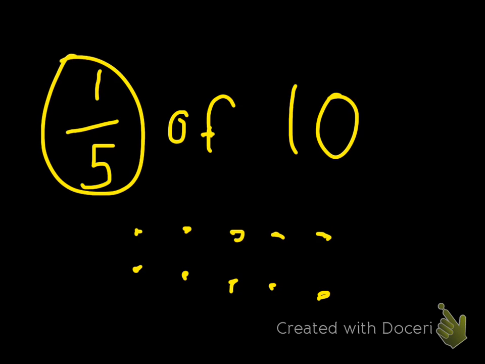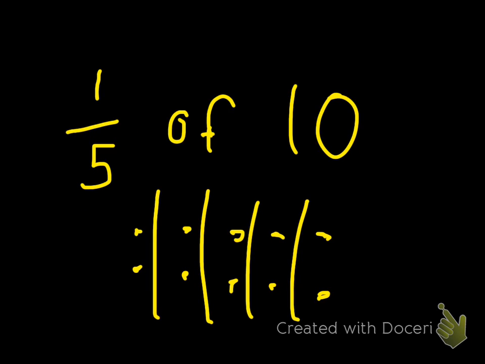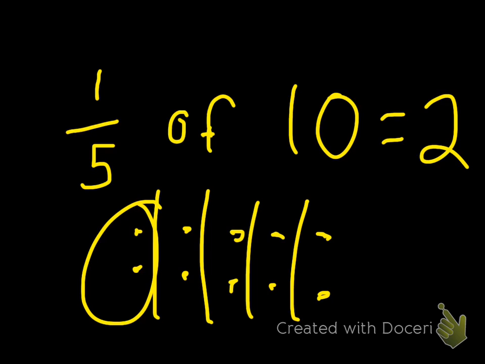And I'm finding 1/5 of those 10, which means I'm breaking it into 5 equal groups. So there's 1, 2, 3, 4, 5 groups. In 1/5 of those groups, I have 2 wholes. So 1/5 of 10 is equal to 2. Okay, that's one easy way to solve it if you like to use pictures. I'm going to show you the way to multiply to solve this, to multiply the fraction.